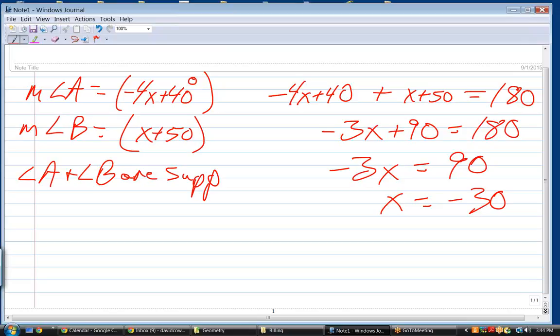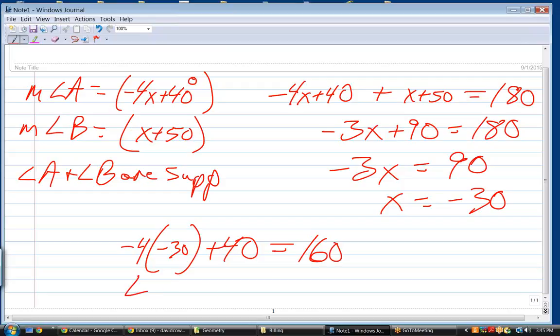And that's the only reason I wanted to talk about this problem. Angles cannot be negative. But notice that if I plug in negative 30 for angle A, I get minus 4 times negative 30 plus 40. Well, this becomes plus 120, so that's actually equal to 160. And then if I plug in minus 30 for the second angle, I get angle B equals 20. So I get positive angles even with a negative x. And that's fine.